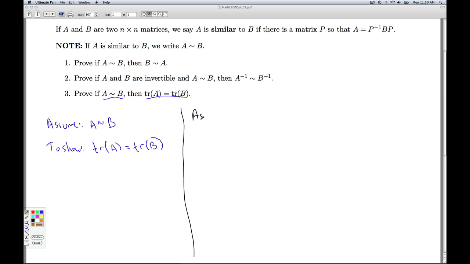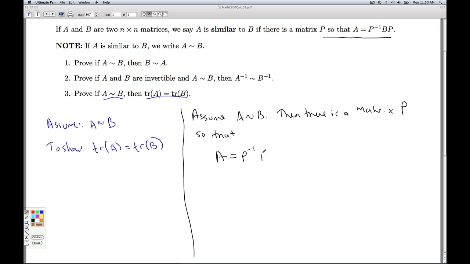Okay, so assume A is similar to B. Once again, what's that mean? There is a matrix P so that A equals P inverse BP.